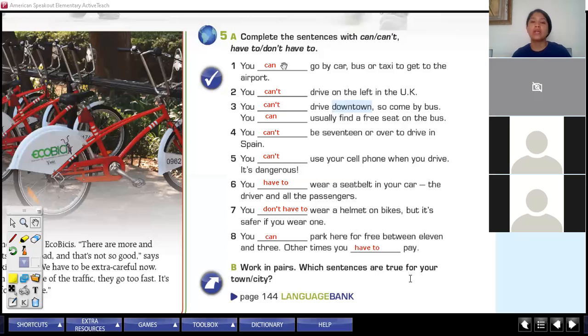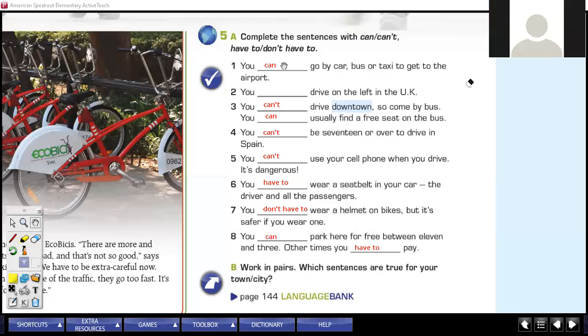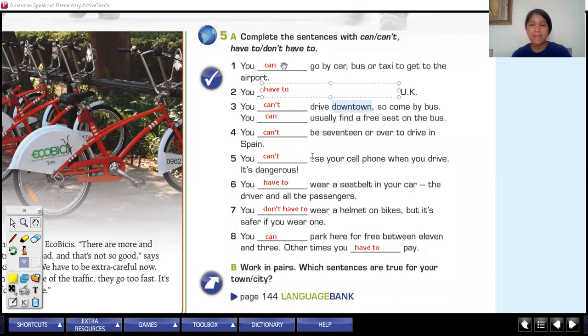Okay, let's go and check the rest of them to see if you have to make corrections. So you can go by car, but that one is good. Number 2, you can drive on the left in the UK. So you can't, or do you think that we have here another option? Yo diría que es have to, ¿no? Porque se maneja por izquierda en... Ah, en Inglaterra. And it makes more sense, right? That if you say you can't. Okay, you have to. Very good.